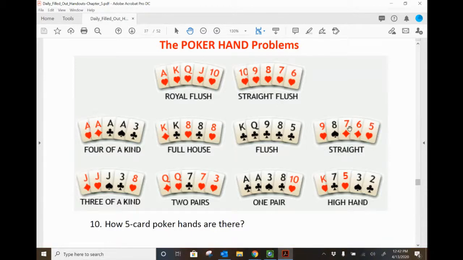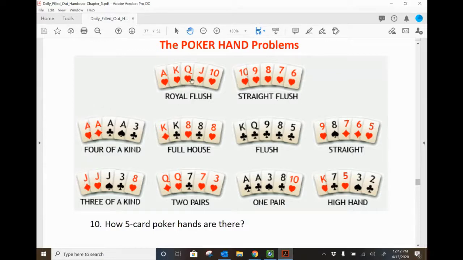A straight looks like this, just five numbers in a row, ace being the lowest. Ace, 2, 3, 4, 5 would be the lowest straight. And ace can also be the high card. You can have a 10, jack, queen, king, ace. Ace can be high or low, but ace can't be in the middle. That's called a straight, and that's not a terribly interesting hand. But if all of the bottoms are the same, then we call it a straight flush.